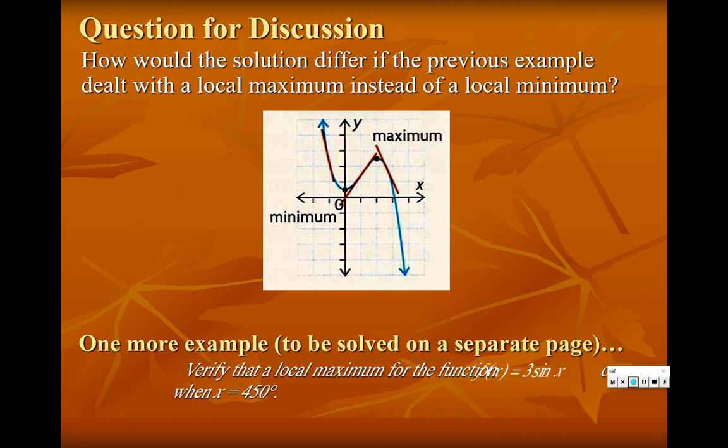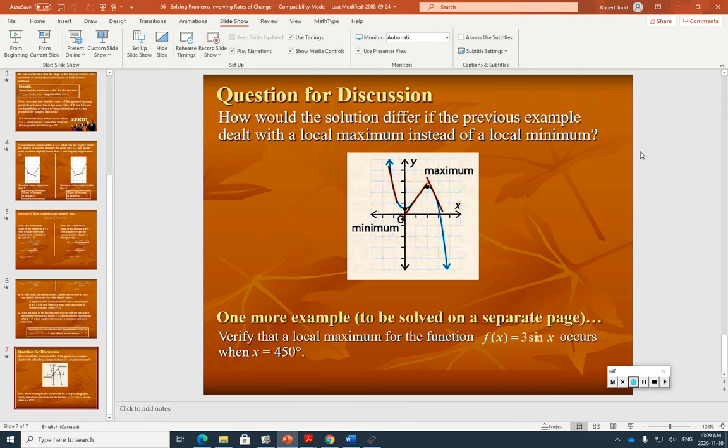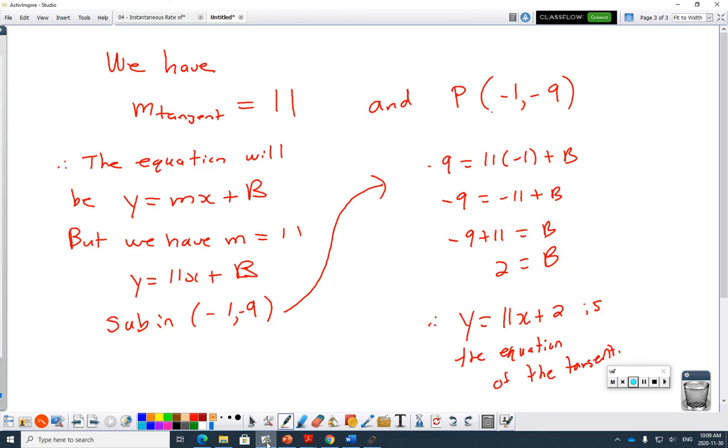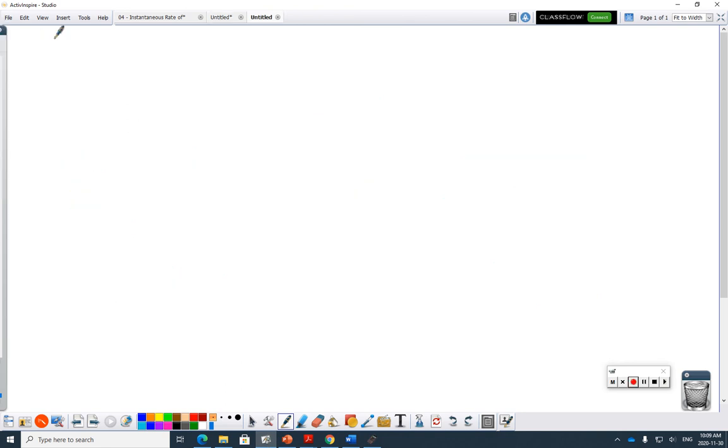And one more example, they want me to do it for 3 sine x and x equals 450. I'll do that in a separate page. So if you're like, oh, I sort of get it, but I'd really like to see it one more time, here it comes, start to finish. And actually, I didn't look to see if it said max or min. So I'm going to do the questions on the test. That's how I'm going to do this thing.